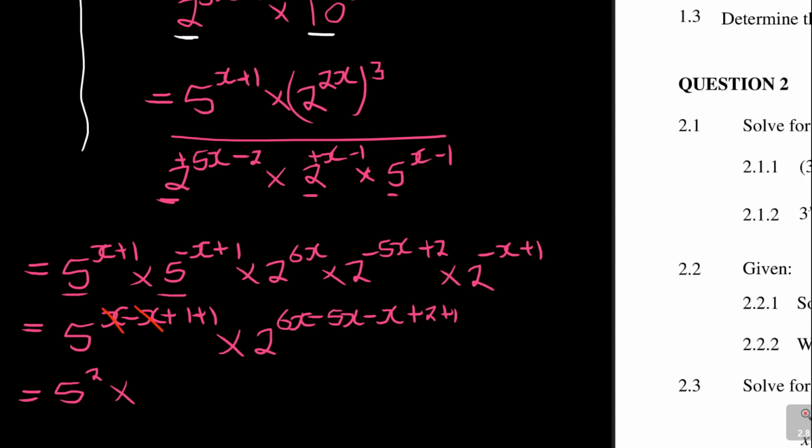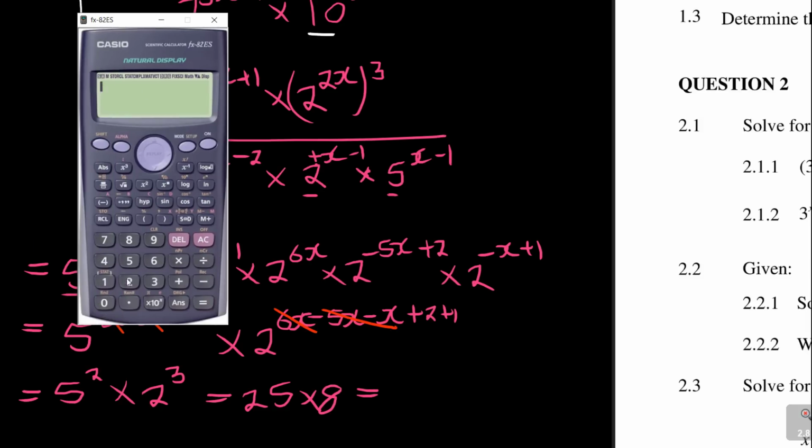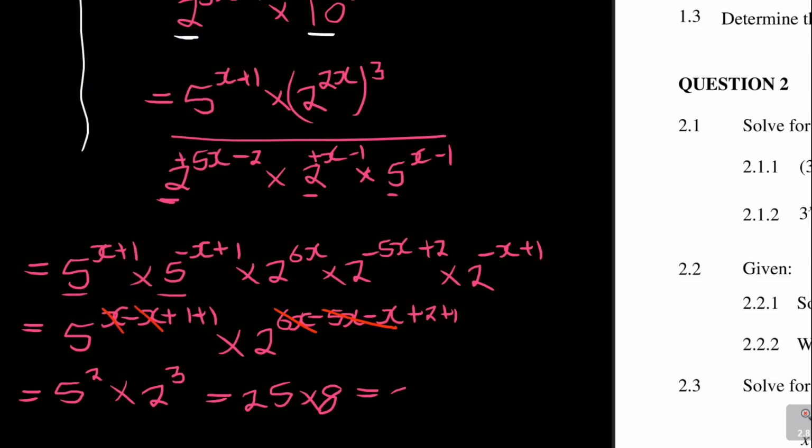Times, again, look at this. 6 minus 5x minus this minus this. It gives us 0. So you've got 2 to the power of what? 2 to the power of 3, which is equal to 5. This is 25 times 8. If you use a calculator, what do you get? What is 25 times 8? It's 200. There it is.